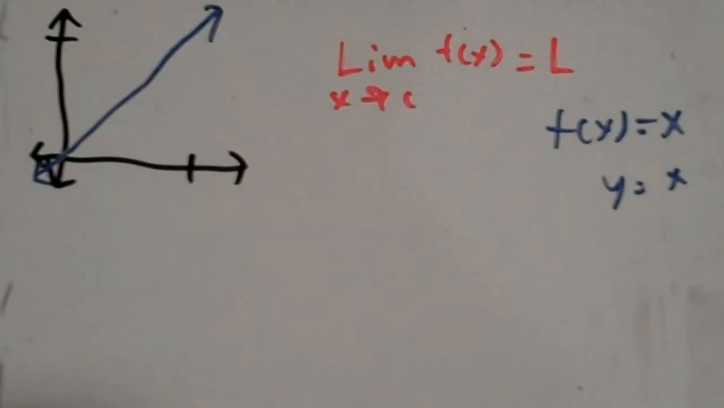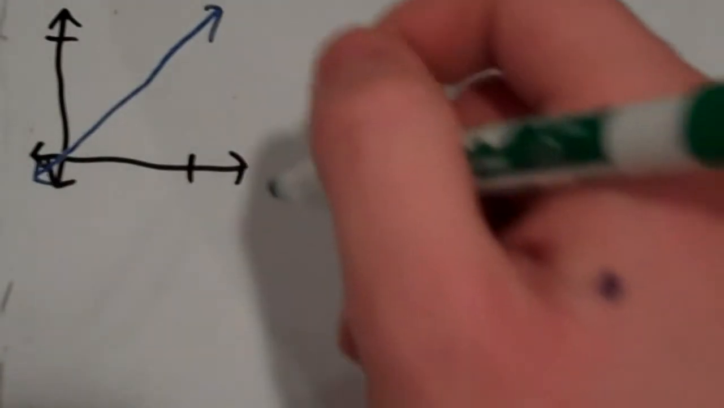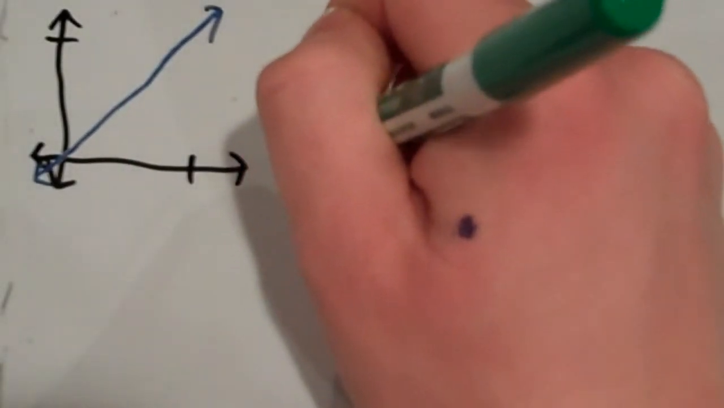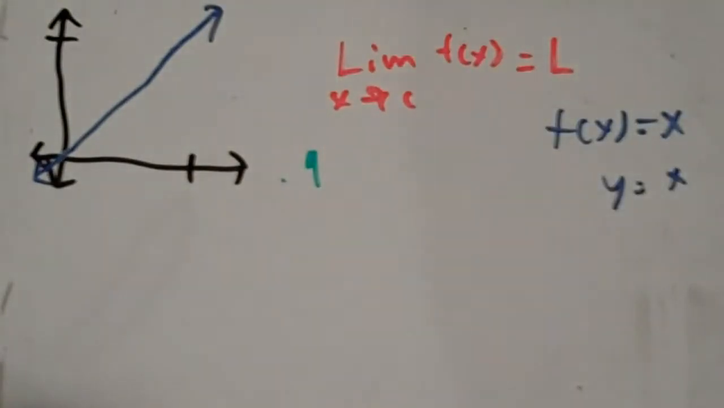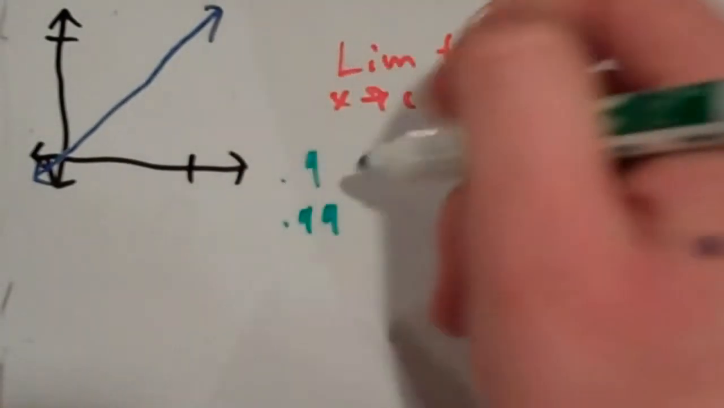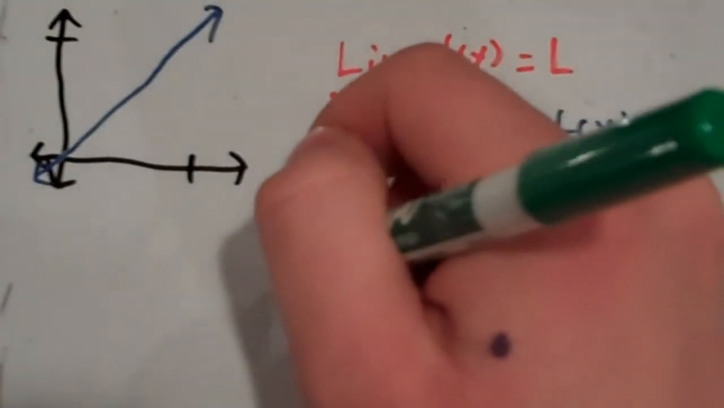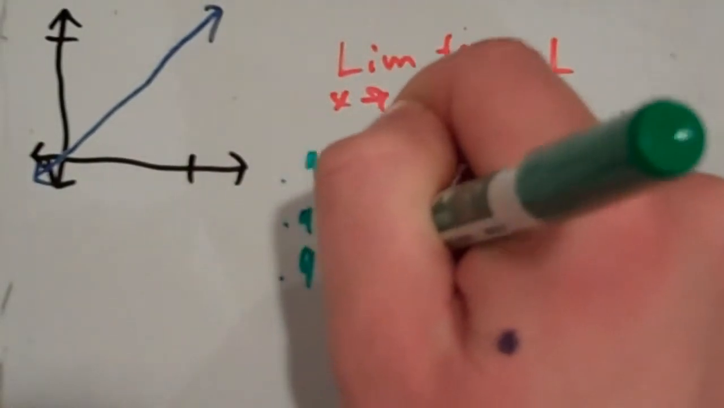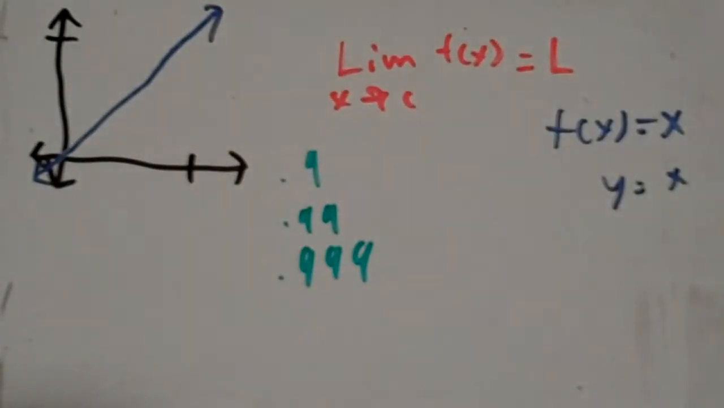And we could have it approach that by just plugging in numbers for x. So we could have x be 0.9, which means y is 0.9. Or we could have it be 0.99, which means y is 0.99. Or we could have x be 0.999, which means y is 0.999, and so on, going on forever, indicating that as x approaches 1, y approaches 1 as well.